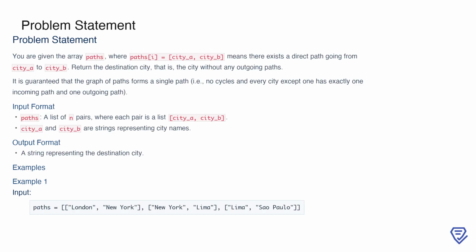The input consists of a list of pairs, where each pair specifies two city names. The output is a single string, representing the name of the destination city. Let's walk through some examples to understand this better.